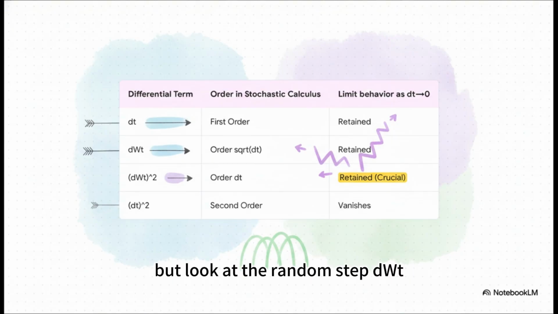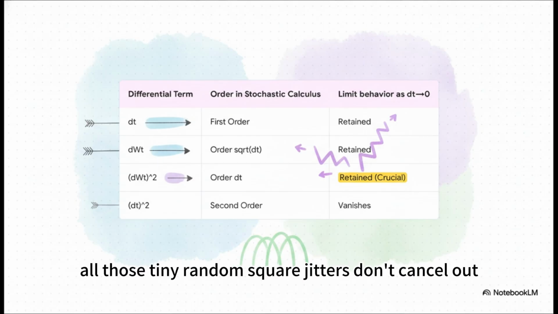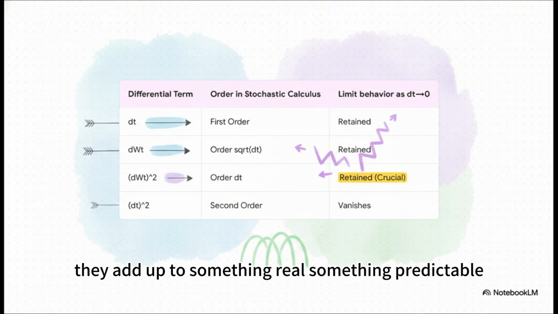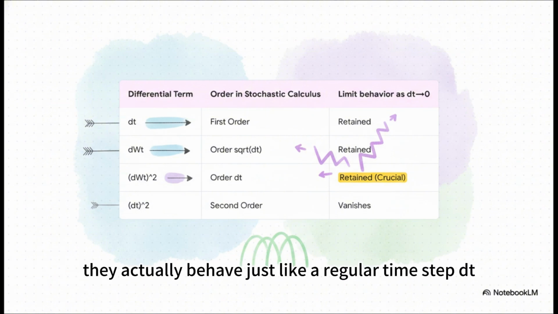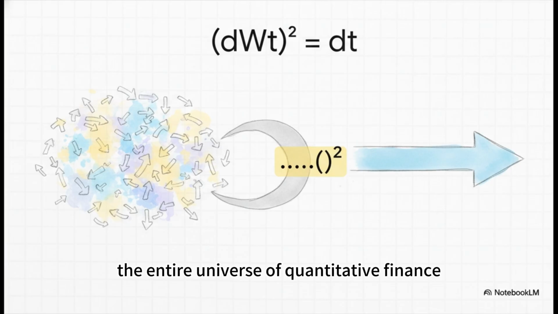But look at the random step, dW_t. Because it can be positive or negative, its square, dW squared, is always positive. And this is the mind-blowing part. All those tiny random squared jitters don't cancel out. They add up to something real, something predictable. They actually behave just like a regular time step, dt. This is it. This is the secret key that unlocks the entire universe of quantitative finance.